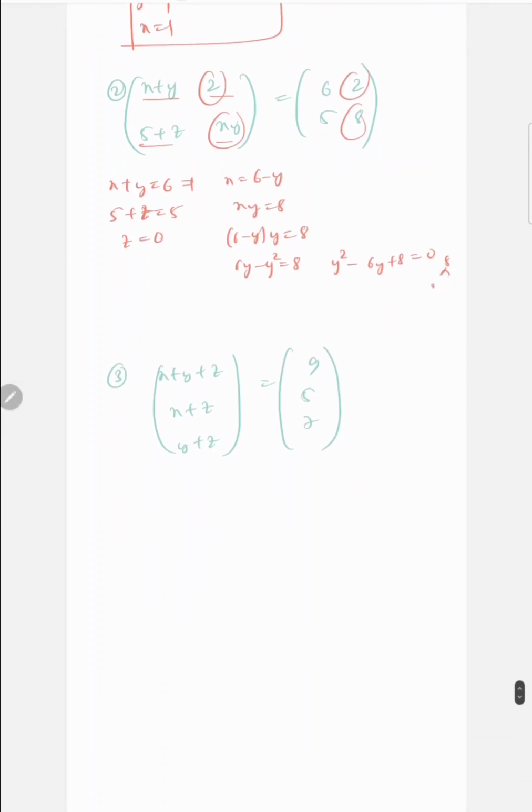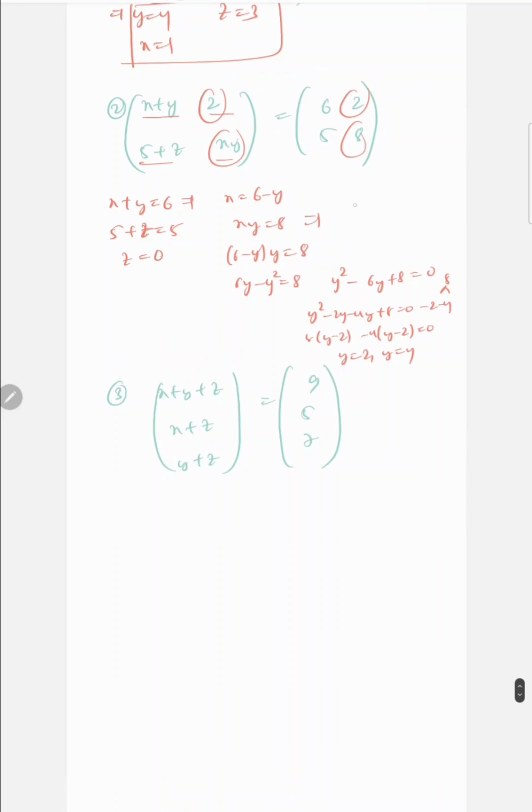So it means 2, 4. y square minus 2y minus 4y plus 8 is equal to 0. This is (y minus 2)(y minus 4). y minus 2 is equal to 0, so y is equal to 2 and y is equal to 4. We will put this in this equation.